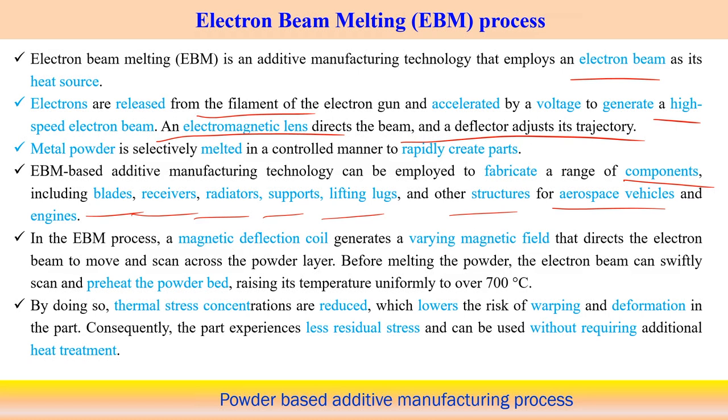Now here we see there is a magnetic deflection coil also, which generates a varying magnetic field. The magnetic deflection coil is useful here for the electron beam to scan the powder at a particular position that we have already discussed. So the electron beam can swiftly scan and preheat the powder bed, raising its temperature more uniformly, maybe close to 700 degrees centigrade. So when the electron beam produces a more uniform heat over the powder bed, that helps to reduce the thermal stress, and therefore warping, residual stress generation and deformation can be avoided to a larger extent in the electron beam additive manufacturing process. Here we see how it works, the electron beam melting process.